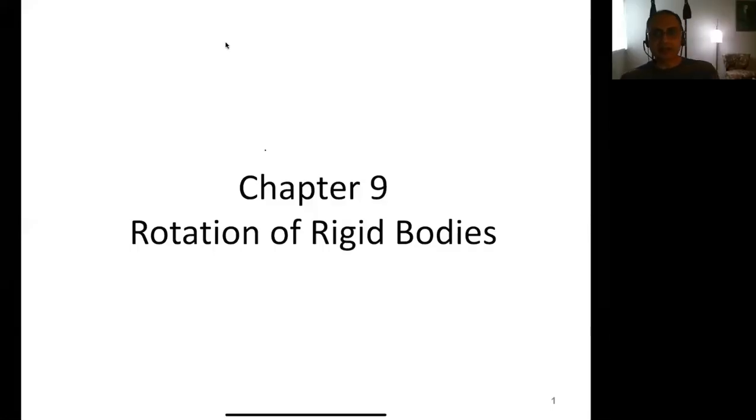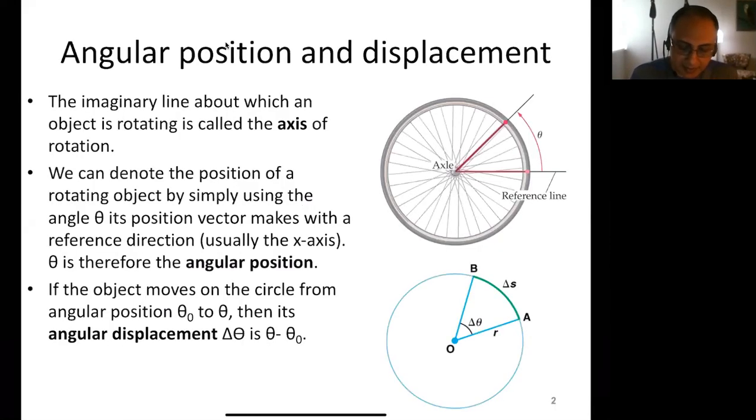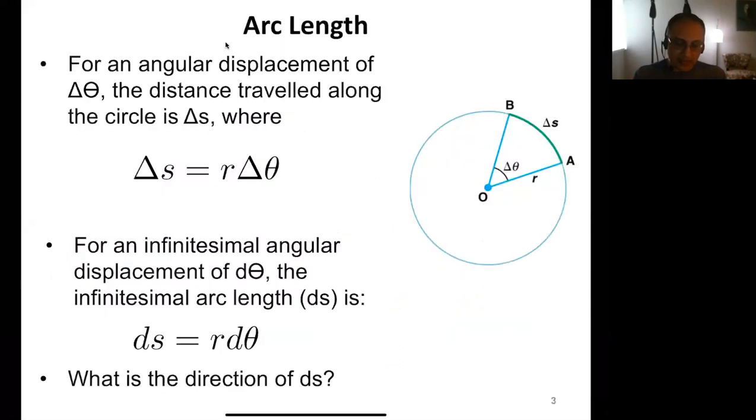So in the pre-lecture video for today, we went over a few basic definitions. We talked about the axis of rotation of an object, which is basically just the imaginary line about which the object is rotating. Then we talked about angular position and angular velocity and arc length. So I'll just quickly remind you what these things are.